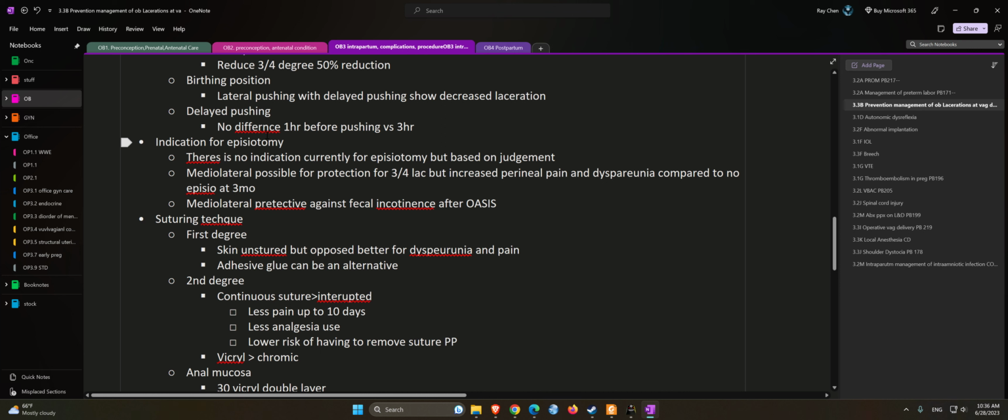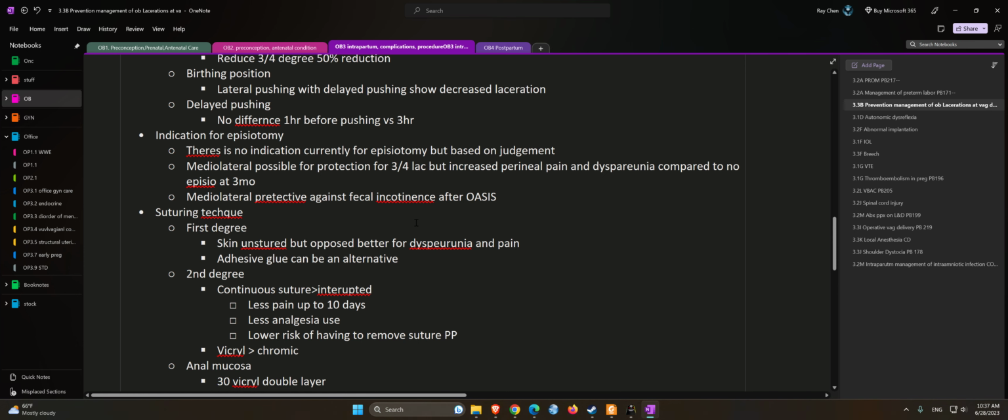Suture techniques. First degree skin is unsutured, but a reapproximated repair is better for dyspareunia and pain. Adhesive glue can be an alternative.